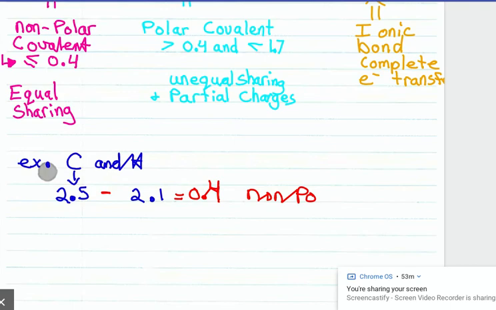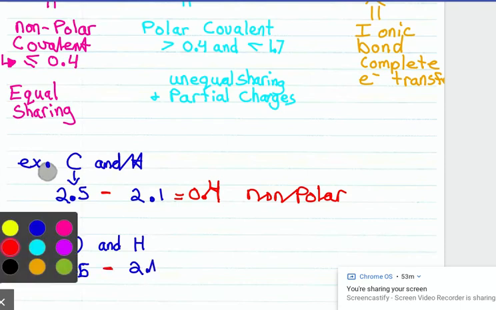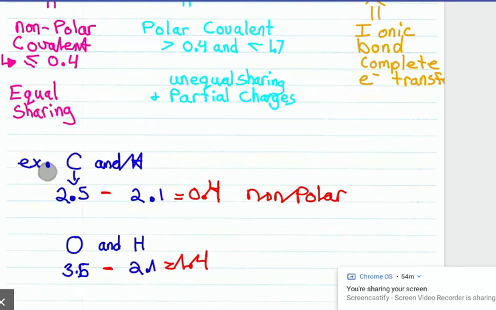All right, let's look at oxygen and hydrogen. If we look at our periodic table, oxygen is 3.5 and our hydrogen is 2.1. So we do the subtraction, 3.5 subtract 2.1, and we get 1.4. So this is greater than 0.4, but less than 1.7. So this is a polar bond. And I'm just going to write polar. And let's do one more.